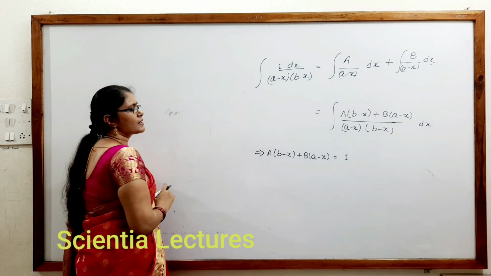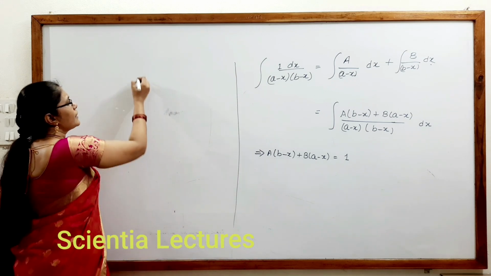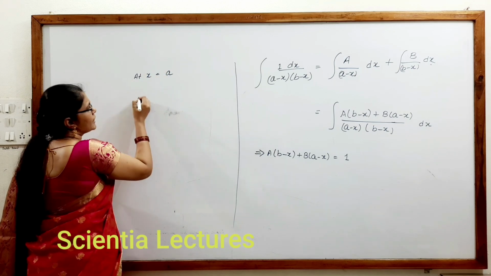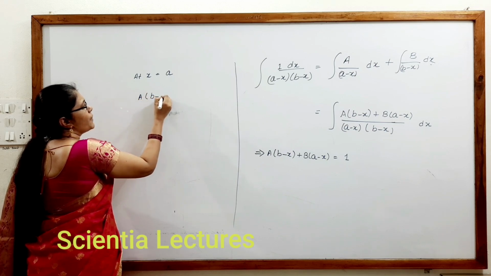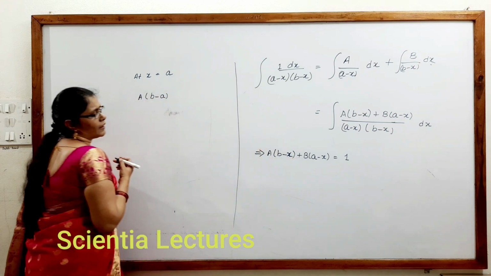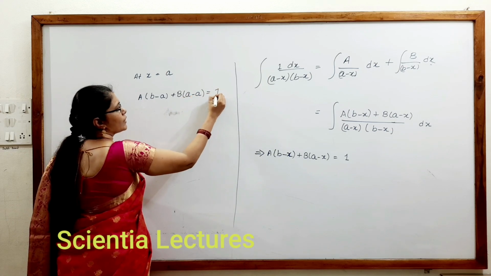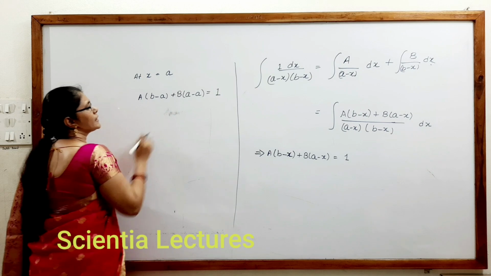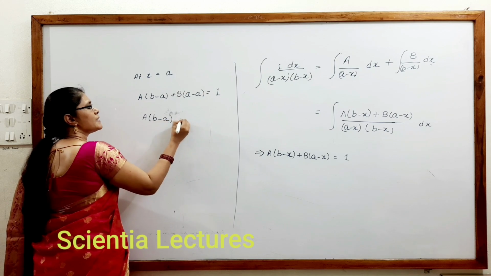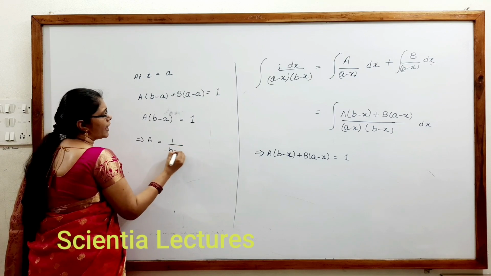Let us solve for the constants A and B. To solve for the constants, let us check at x equal to a. When you consider x equal to a, what does that equation become? A into (b minus a). In the place of x you are putting a, so A into (b minus a) plus B into (a minus a) is equal to 1. Here you can check that this term becomes 0. So A into (b minus a) is equal to 1, which implies A must be equal to 1 by (b minus a).